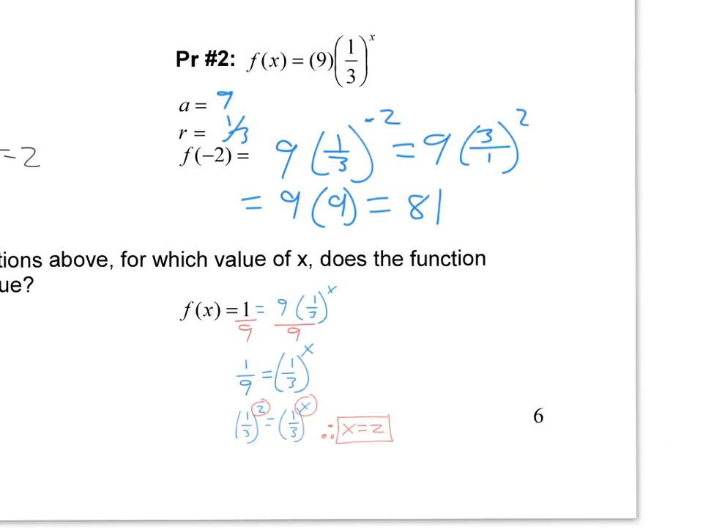Alright, so I just went ahead and took the function that I knew it was, 9 times (1/3) to the power of x, and set it equal to my 1. I wanted to get this (1/3) to the x all by itself, so I divided both sides by 9, so I got 1/9 equals (1/3)^x.